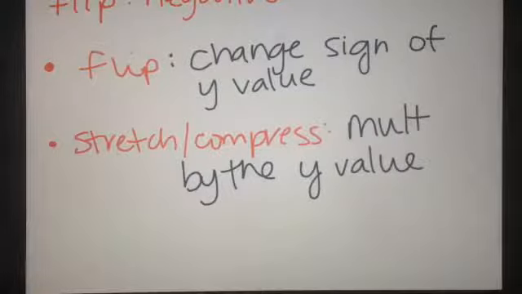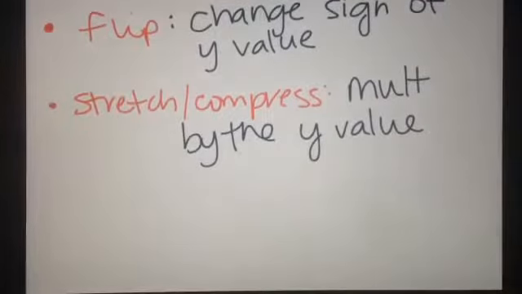So if your compression was 1/2, you would take the y value and multiply it by 1/2, and that would tell you your new y value. If the graph was being stretched by 2, you would multiply the number by 2, and that would tell you your y value.